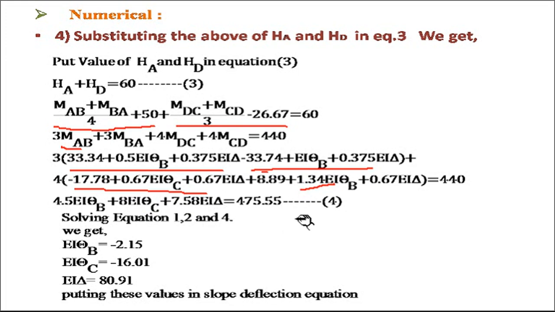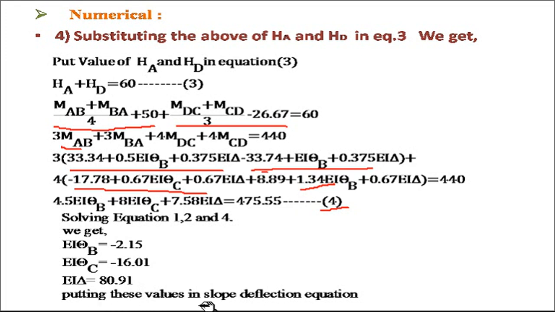So we'll get the third equilibrium equation, that is 4.5 EI theta B plus 8 EI theta C plus 7.58 EI delta equal to 475.55. So this is the third equilibrium equation. Solving equation number 1, 2 and this equation number 4, we'll get the unknowns: EI theta B equal to minus 2.15, EI theta C equal to minus 16.05, and EI delta equal to 80.91.